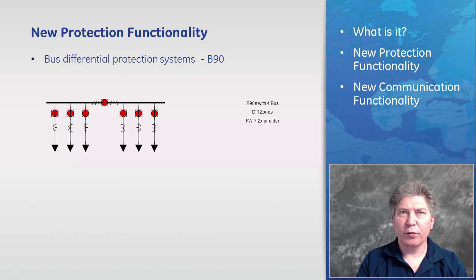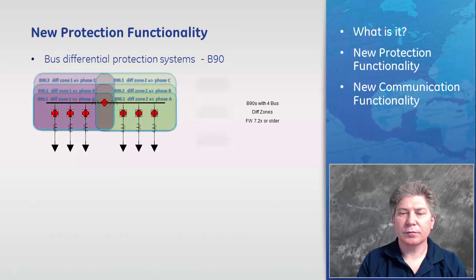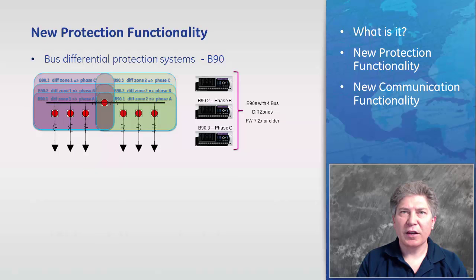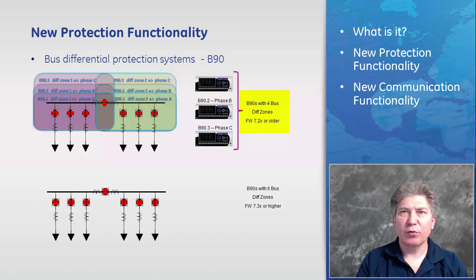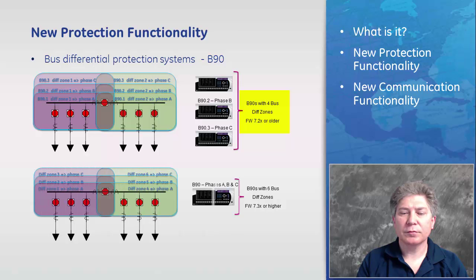In a previous firmware version, the B90 had only 4 bus differential zones. In version 7.3, the B90 now has 6 single phase differential zones available in one device. Now, if you ordered a B90 with the 4 bus differential zone option in a previous firmware version, and you upgrade to version 7.3, you are automatically upgraded and receive 2 additional zones at no charge.